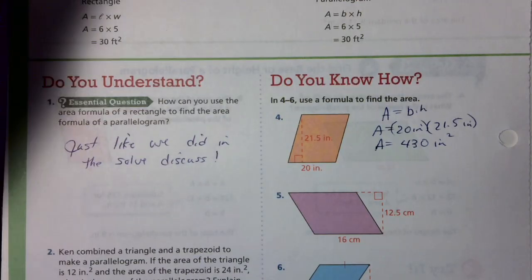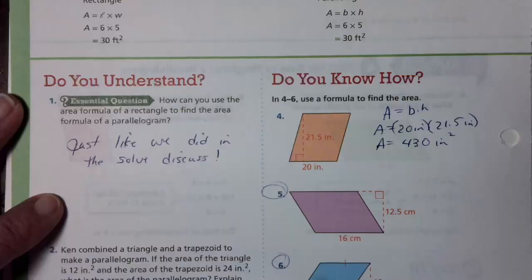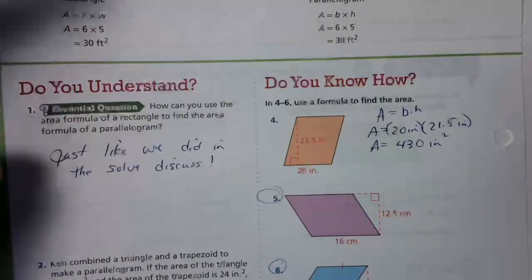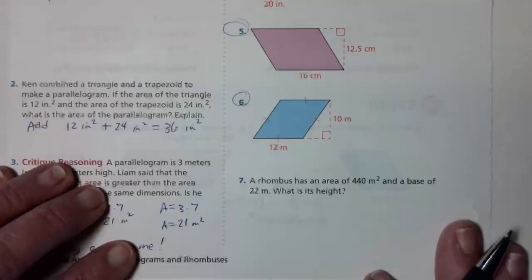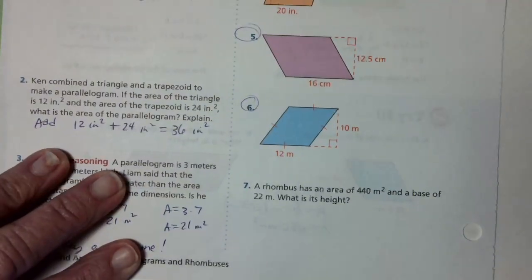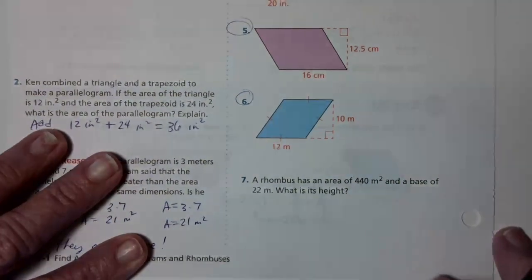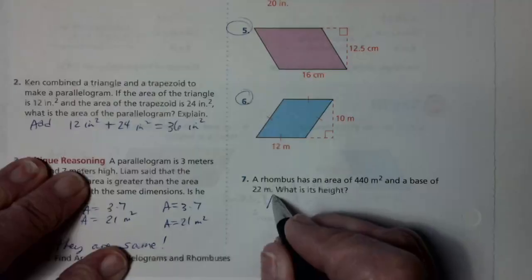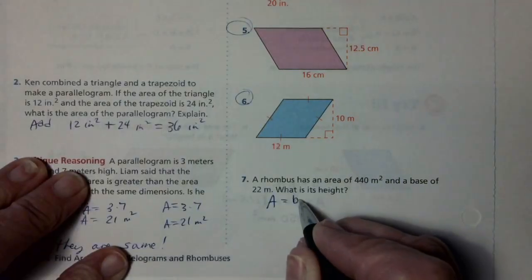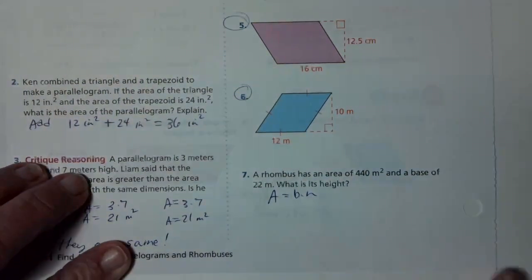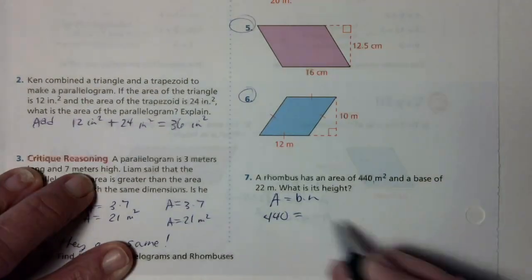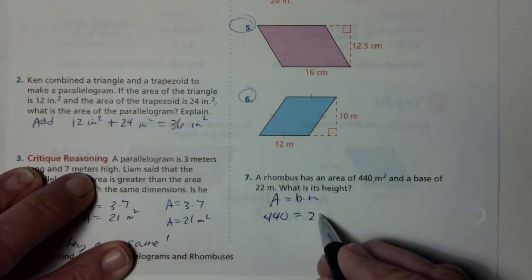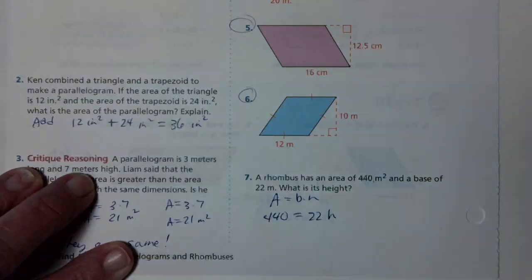Okay, I'm assuming you can do 5 and 6, done the very same way. Number 7, a rhombus has an area of 440 meters squared and a base of 22. What's the height? Again, we're going to start with our formula, base times height. We're going to substitute 440 in for A. We're going to substitute 22 in for B and leave H.